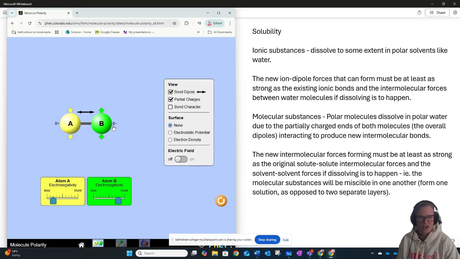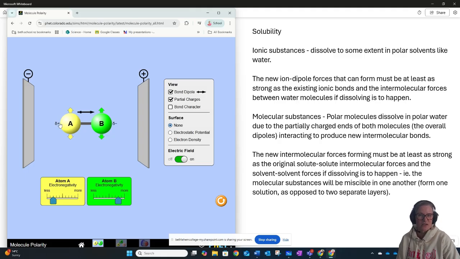This causes those partial charges that we're familiar with, the symbol partial minus at the end where the electrons are most of the time, and the symbol partial positive at the end where they are not. Now, that is referred to as an overall dipole, and if we were to apply an electric field, we would notice that B, with its slight negative end, would orient towards the positive, and A, with its slight positive, would orient towards the negative. Now, this is exactly what happens when molecules interact with one another, except it's dipole to dipole interaction as opposed to the electromagnetic field or the electrostatic field.